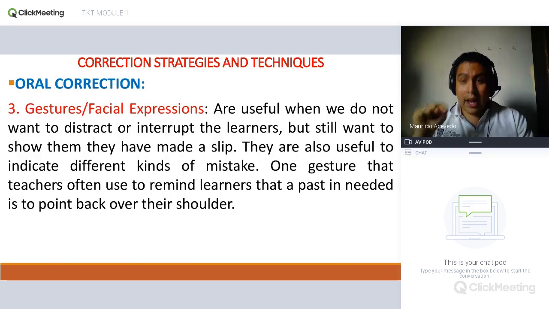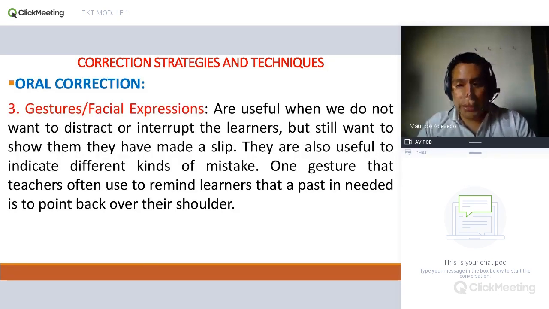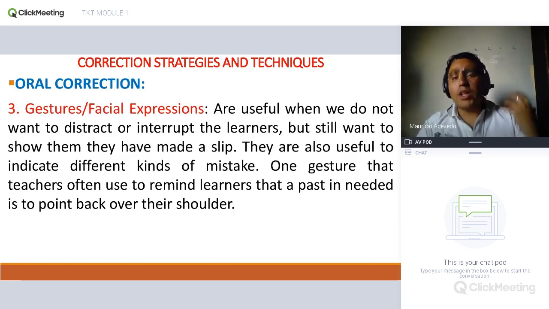The next technique is very useful, especially for us teachers: gestures and facial expressions. Gestures and facial expressions are useful when we do not want to distract or interrupt the learners, but still want to show them they have made a slip. Remember that a slip is most of the time when they are distracted, not because they don't really know the language. They are also useful to indicate different kinds of mistakes. So I'm going to explain that.